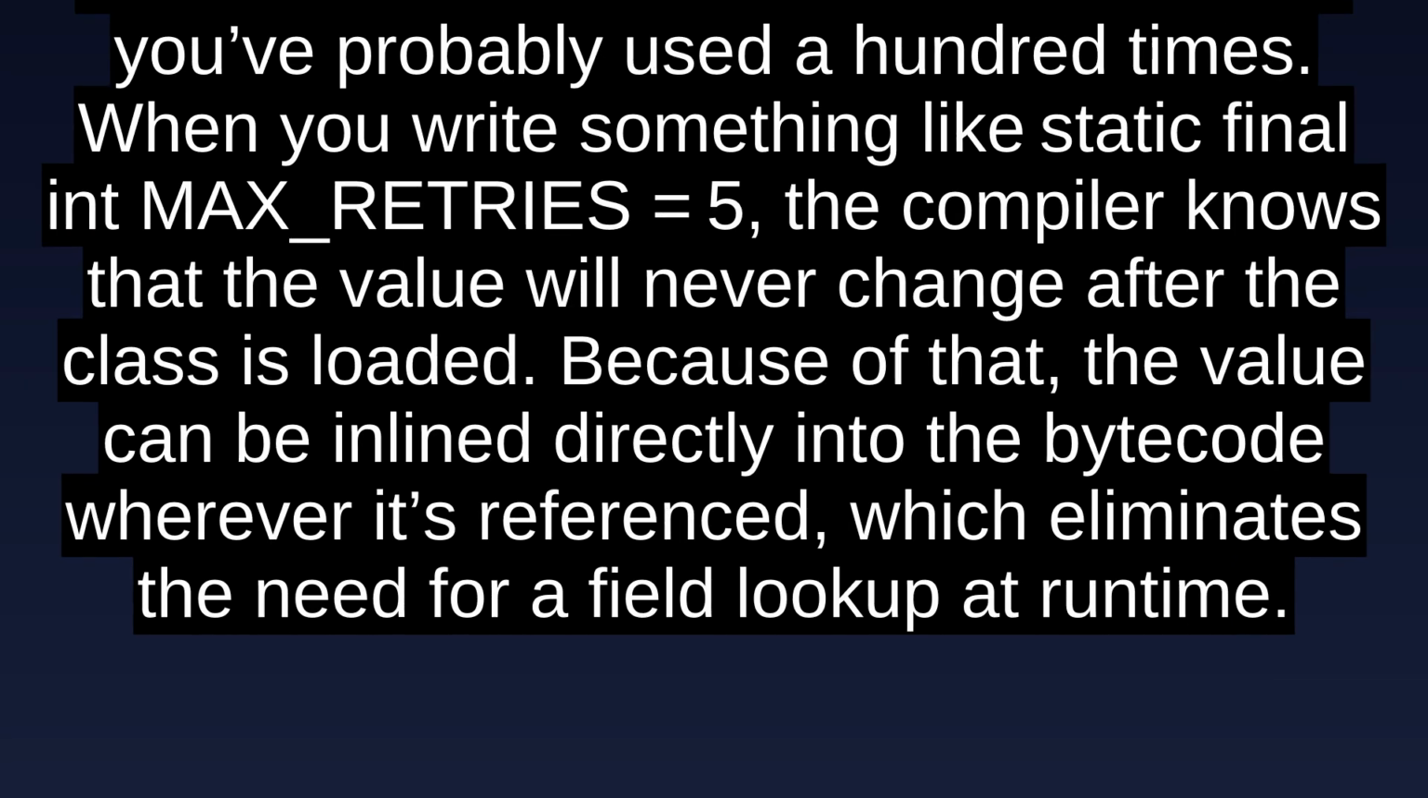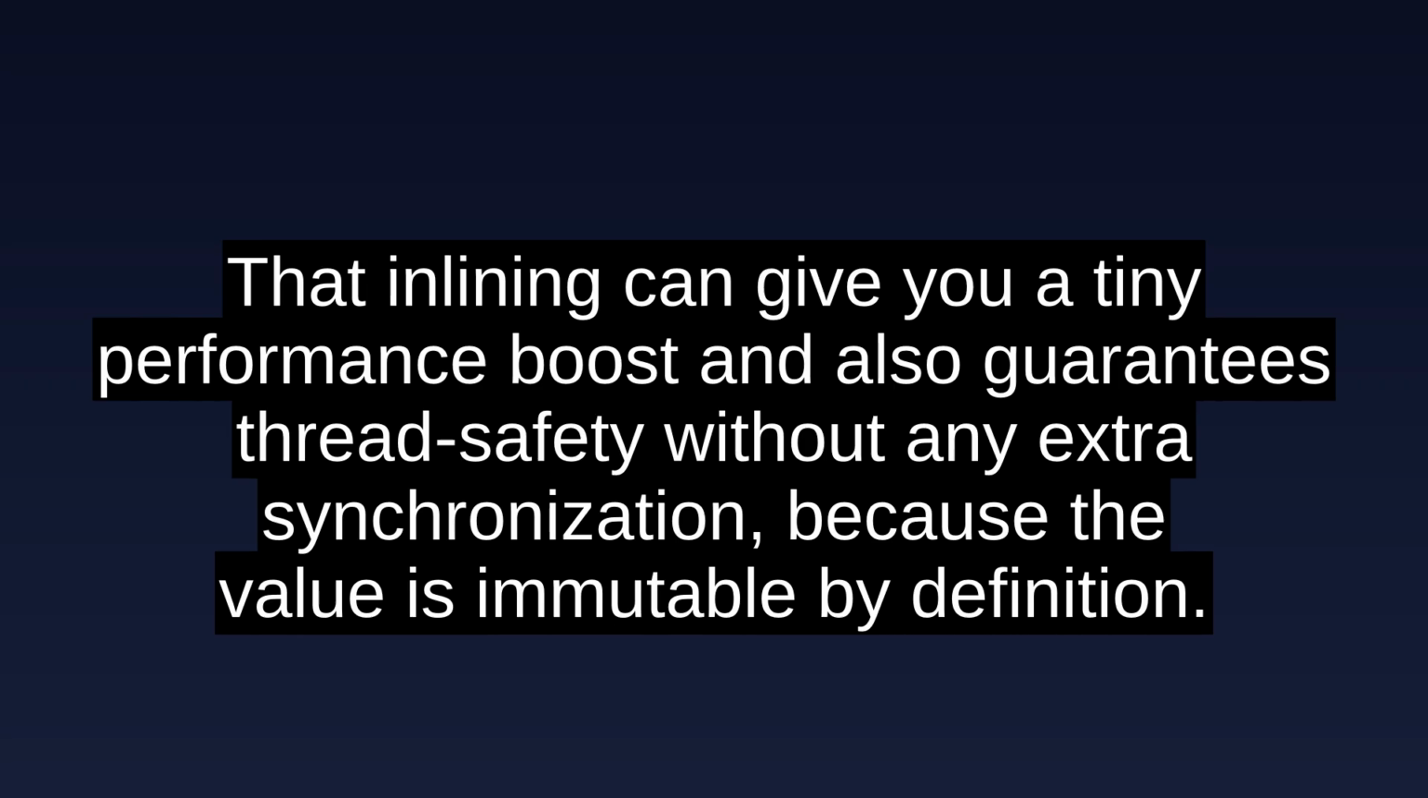A static final field is the classic constant you've probably used 100 times. When you write something like static final int MAX_RETRIES = 5, the compiler knows that the value will never change after the class is loaded. Because of that, the value can be inlined directly into the bytecode wherever it's referenced, which eliminates the need for a field lookup at runtime. That inlining can give you a tiny performance boost and also guarantees thread safety without any extra synchronization, because the value is immutable by definition.